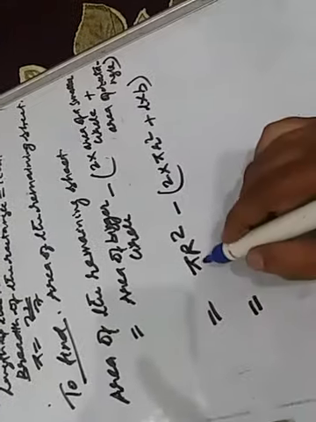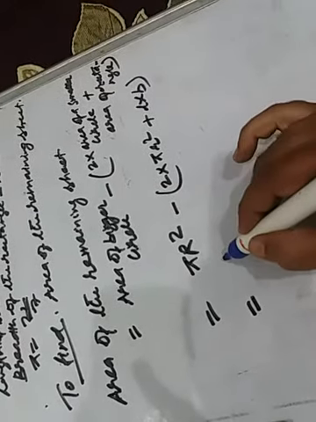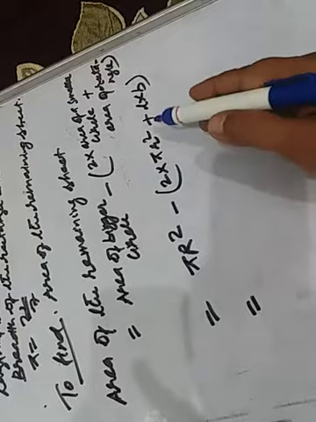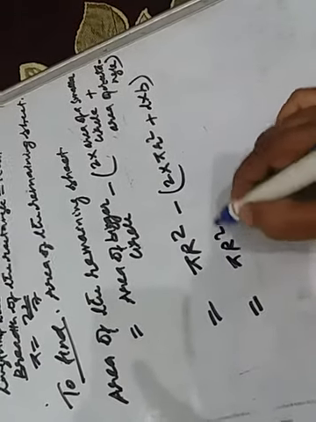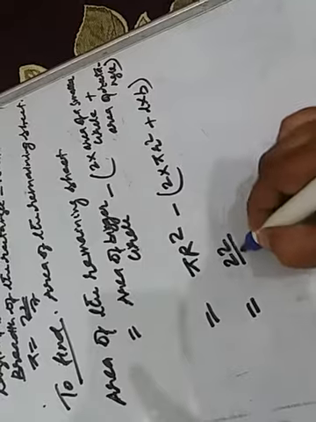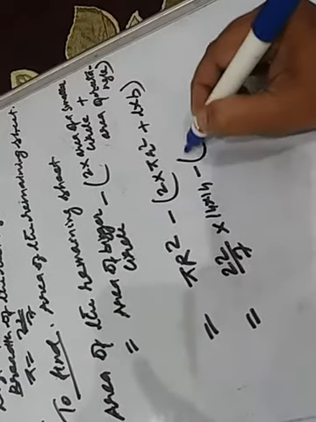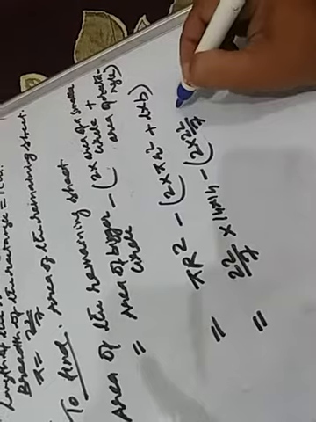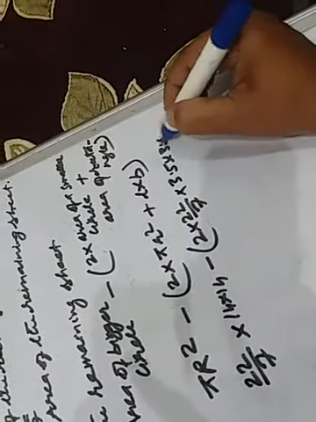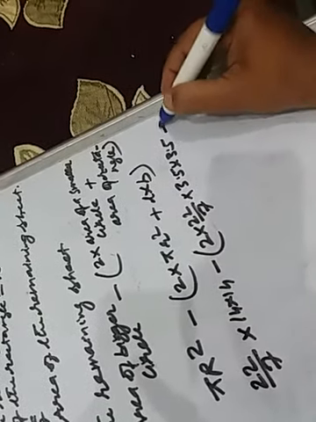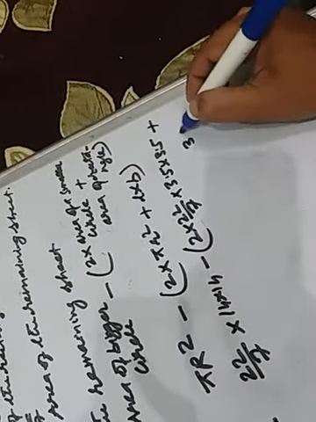Now put the values over here. Pi equal to 22 by 7 into capital R equal to 14 into 14, clear, minus 2 into 22 by 7 multiplied by small r equal to 3.5 multiplied by 3.5 children, plus length into breadth, that is 3 into 1, clear.